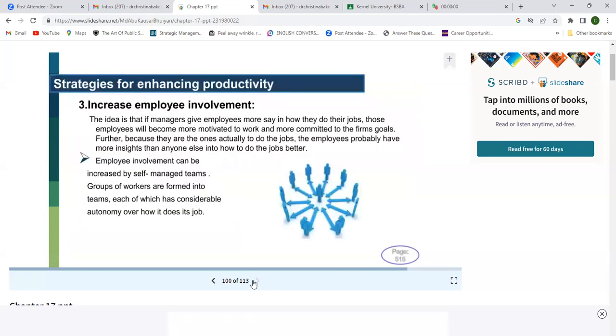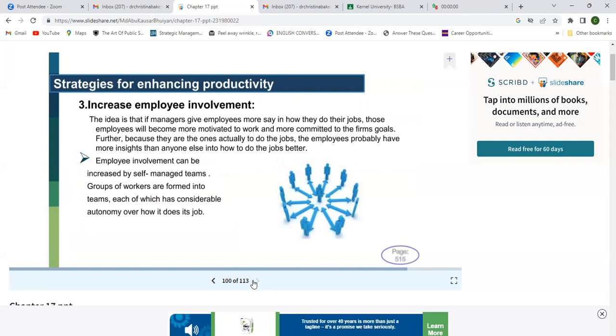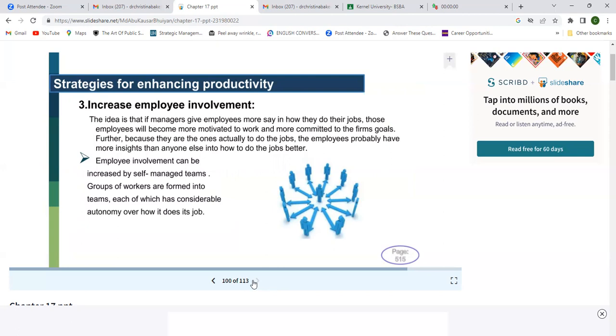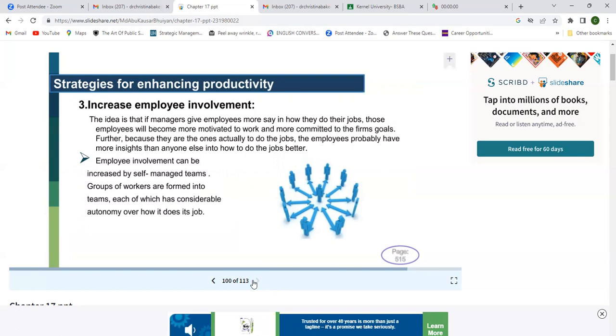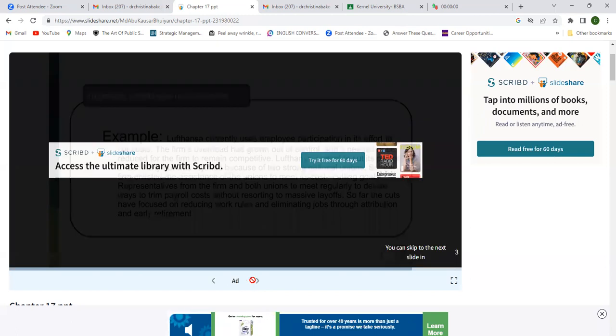Increased employee involvement. The idea is that managers give employees more say in how they do their jobs. Those employees will become more motivated to work and more committed to the firm's goals. Further, they are the ones actually doing the jobs, so employees probably have more insights and do their jobs better. Employee involvement can be increased by self-managed teams. Groups of workers are formed in teams, each with considerable autonomy over how to do the job.